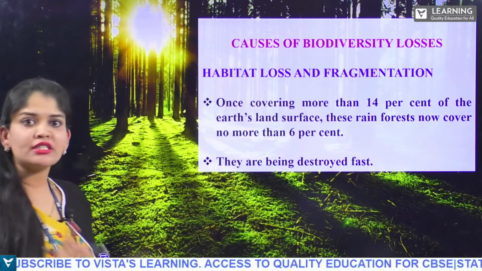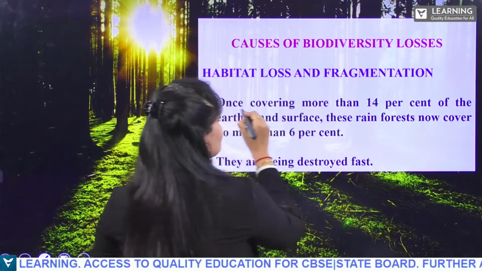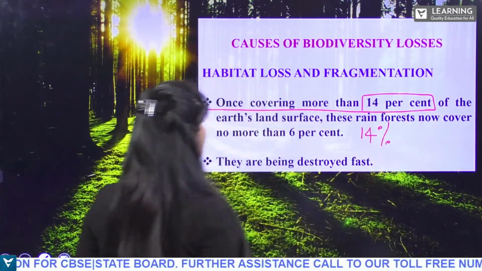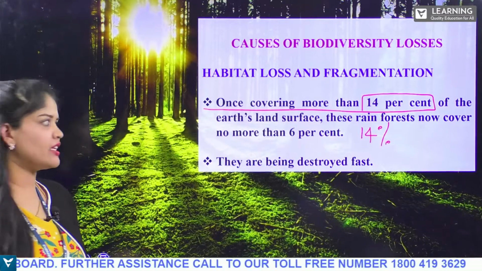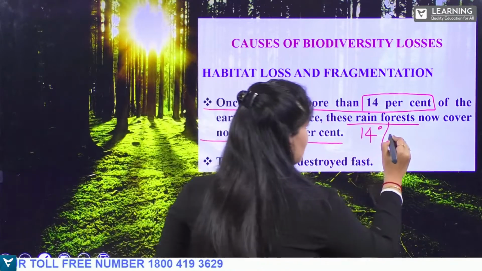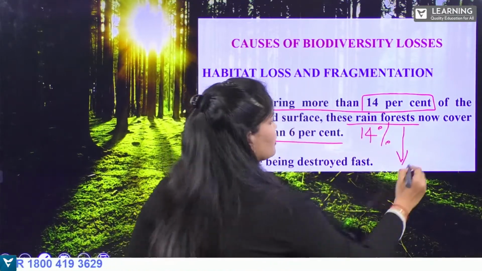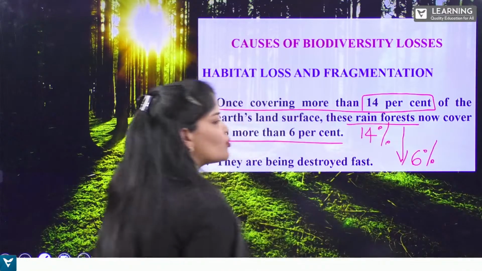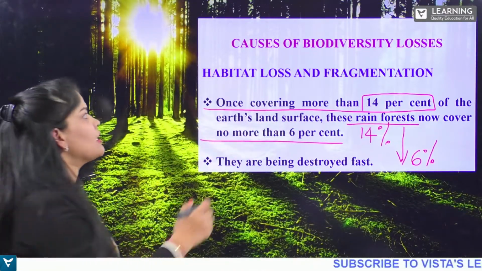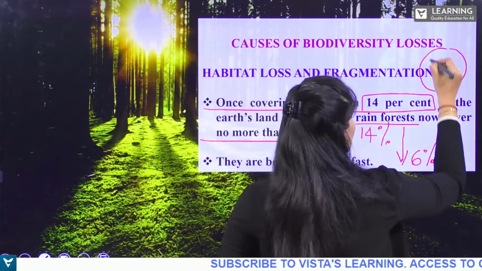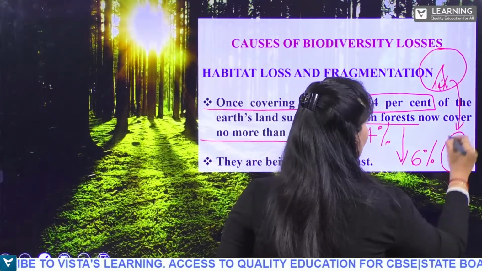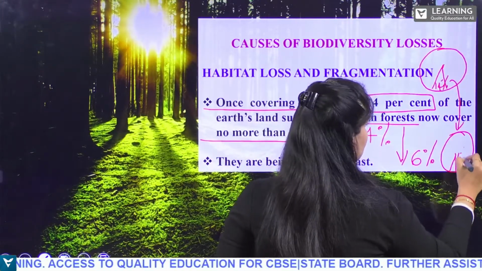The tropical rainforest once covered more than 14% of the Earth's land surface. This rainforest now covers no more than 6%. So it has dropped down and now covers no more than 6% of the total Earth's land surface, where previously it covered 14%.